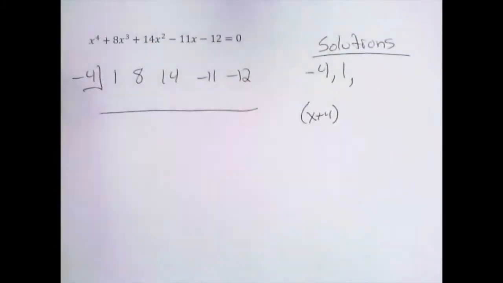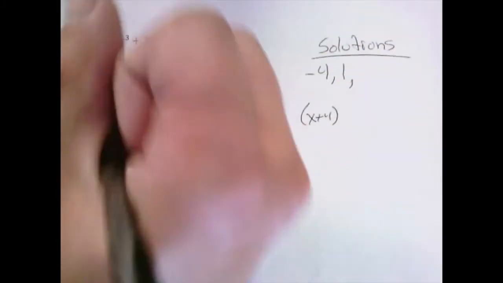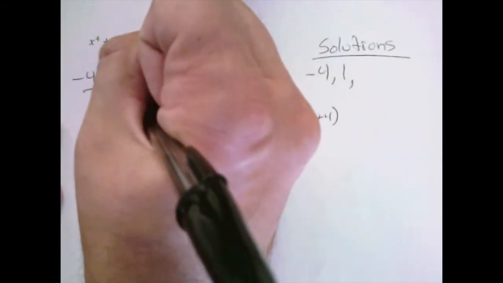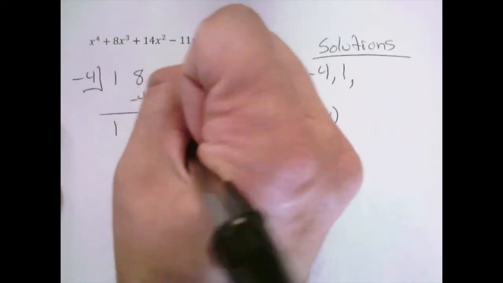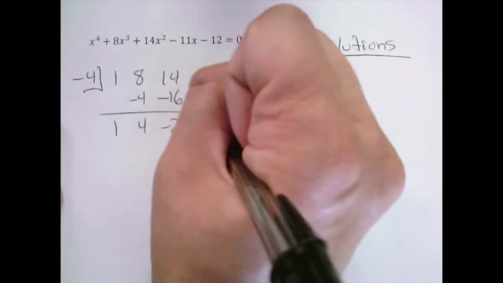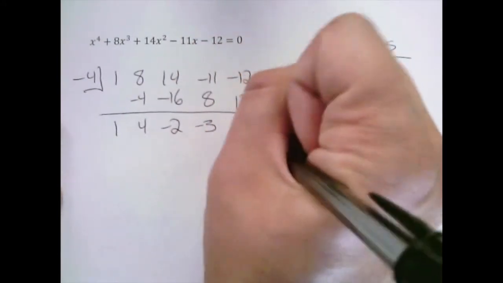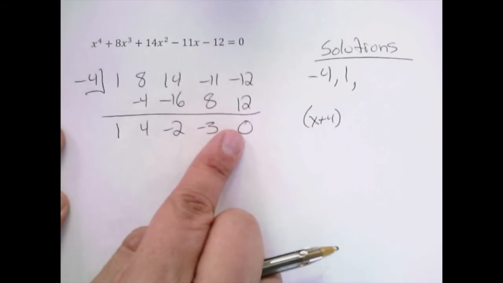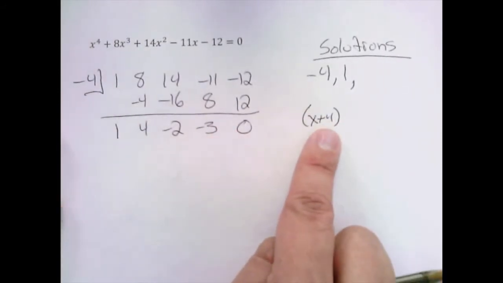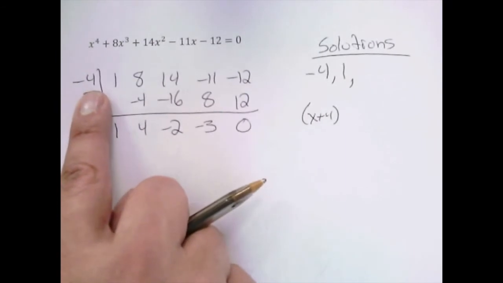And we should see a remainder of 0. So add down, multiply up, add down, multiply up, add down, multiply up, add down. My first time through with negative 4, I get a remainder of 0. So that means, yes, x plus 4 is a factor here, and I have a 0 at negative 4.